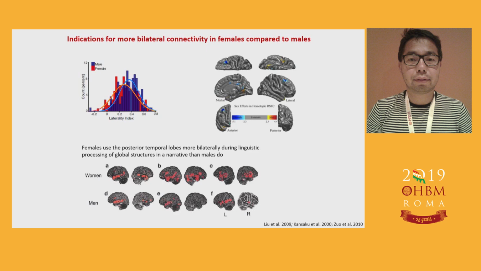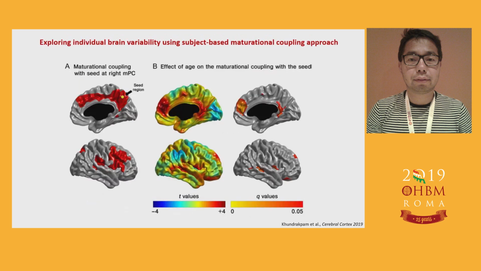And then another application and scope of the approach was shown by looking at the maturational coupling which sits at one of the default mode regions, in this case the right medial posterior cortex, and it nicely mimics the default mode pattern. What is more interesting is that since we have a subject-based metric, we can now look at the individual variability with age.